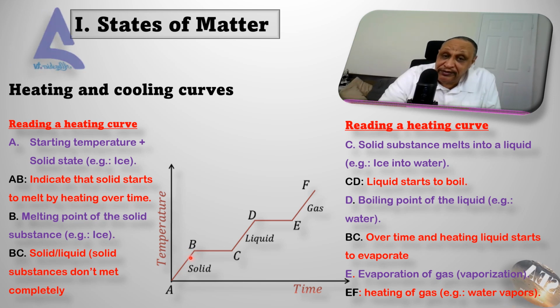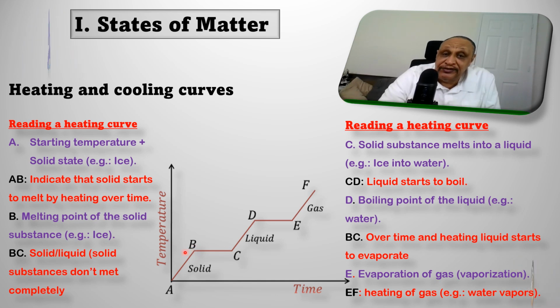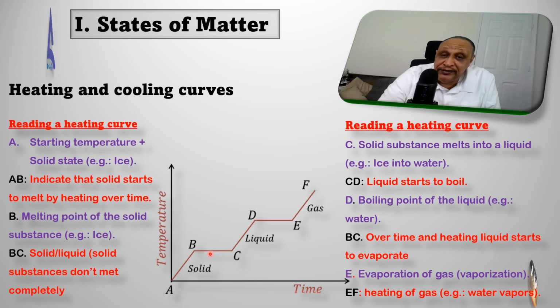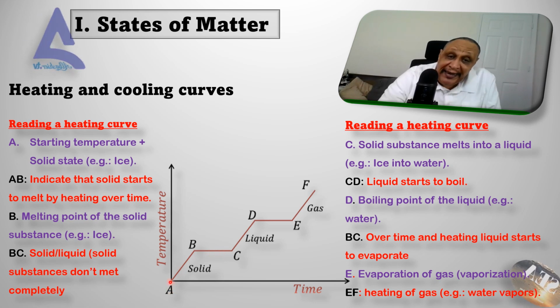When is it going to melt? At 0 degrees centigrade. So it's going to melt here. But melting takes place until it reaches point C. So in this plateau, I'm going to see some ice plus water. So I have a liquid plus solid in this plateau. So A is the starting temperature.